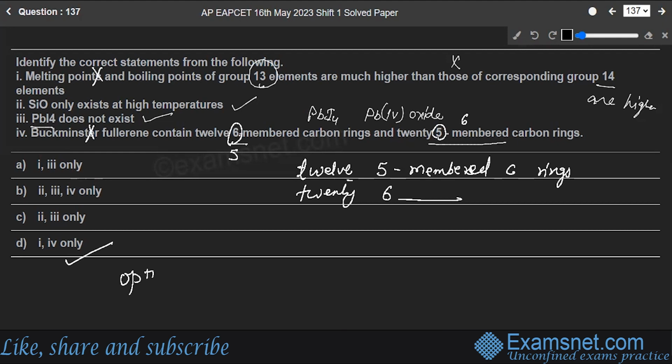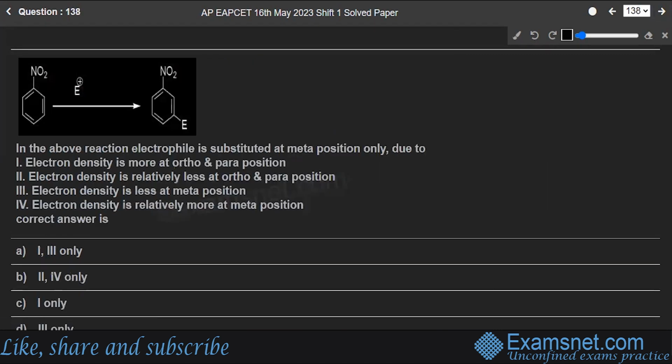What we had to find out was correct ones, right? Okay. So the second and the third are the correct ones. This is option C. I'm repeating. You have to find out the correct statements. The second statement was correct and the third statement was correct. So you have option C as your answer. Hope you understood this. Next is question 138.